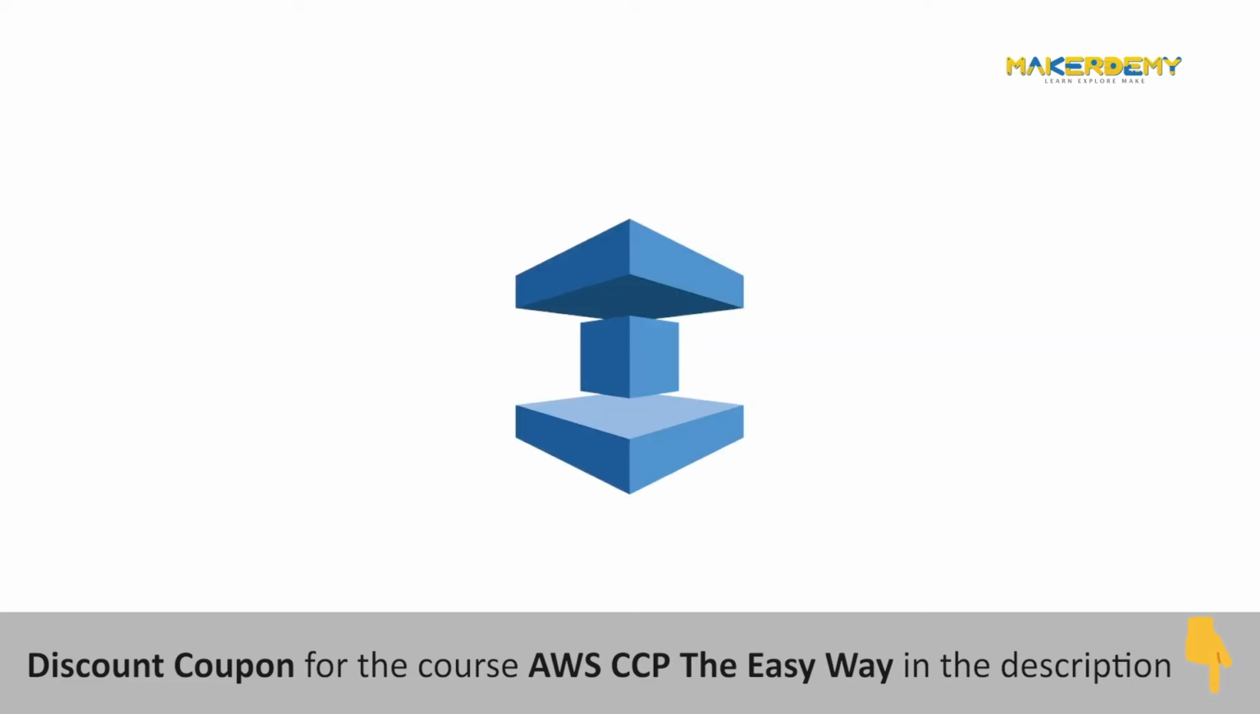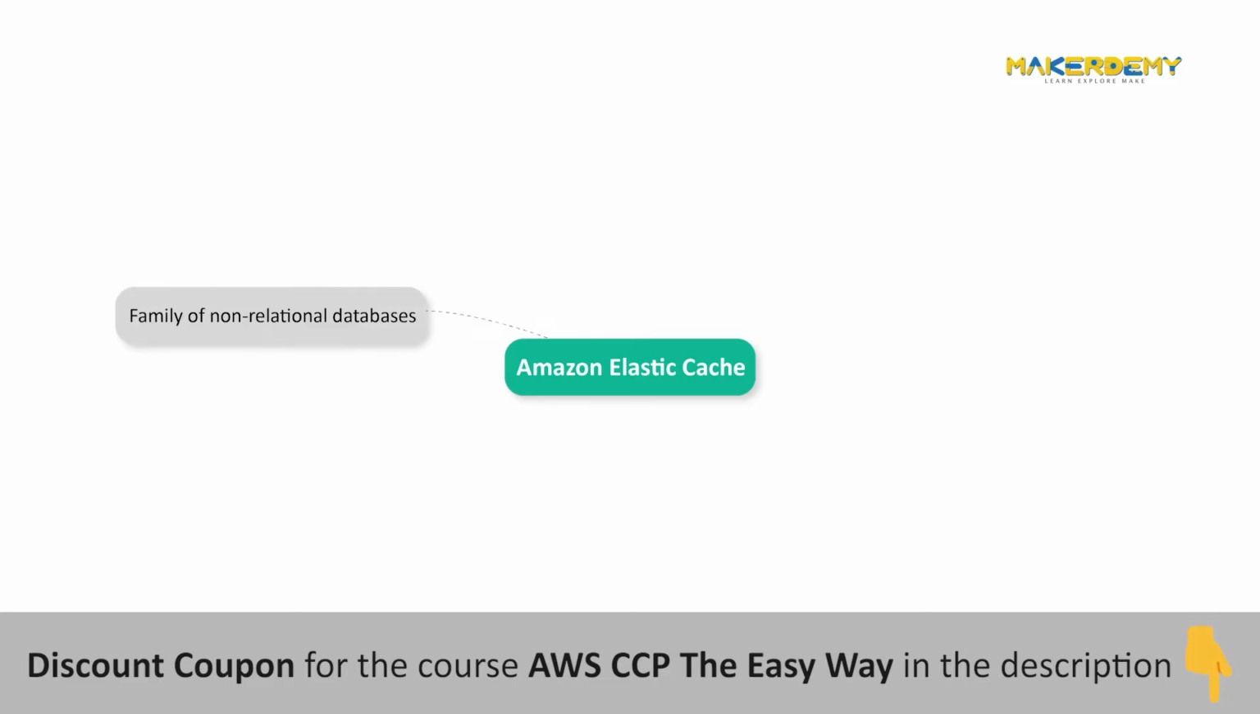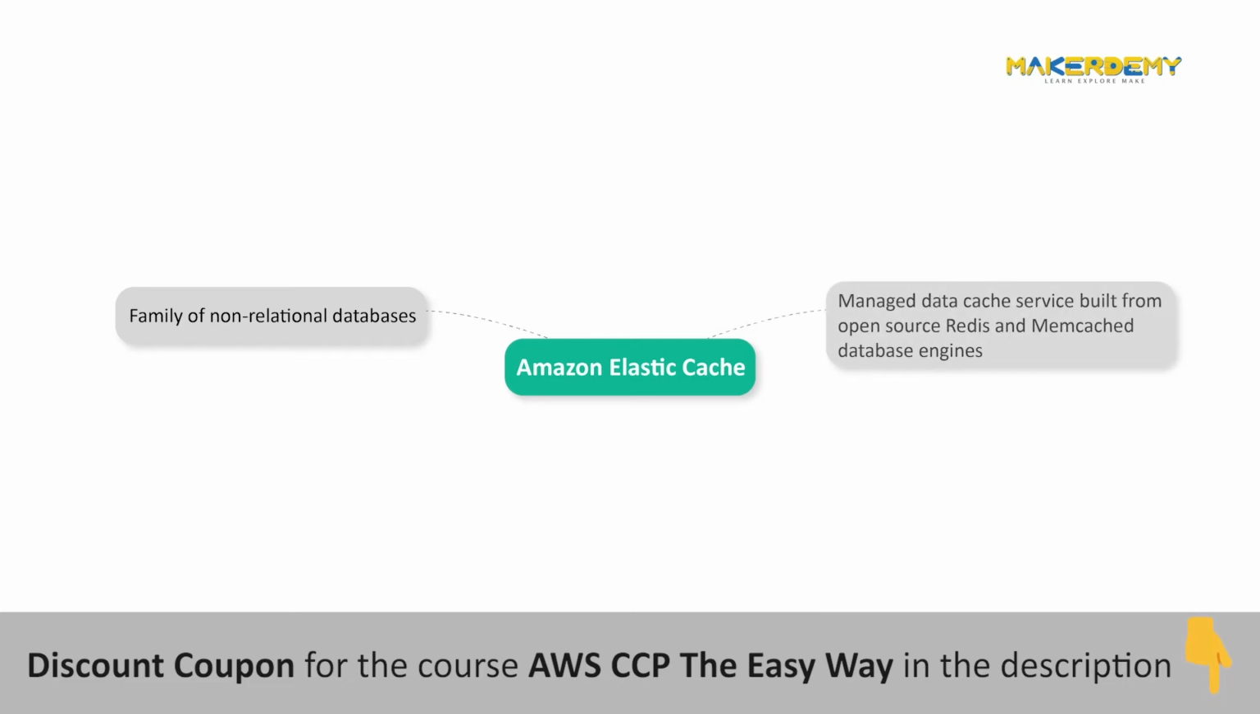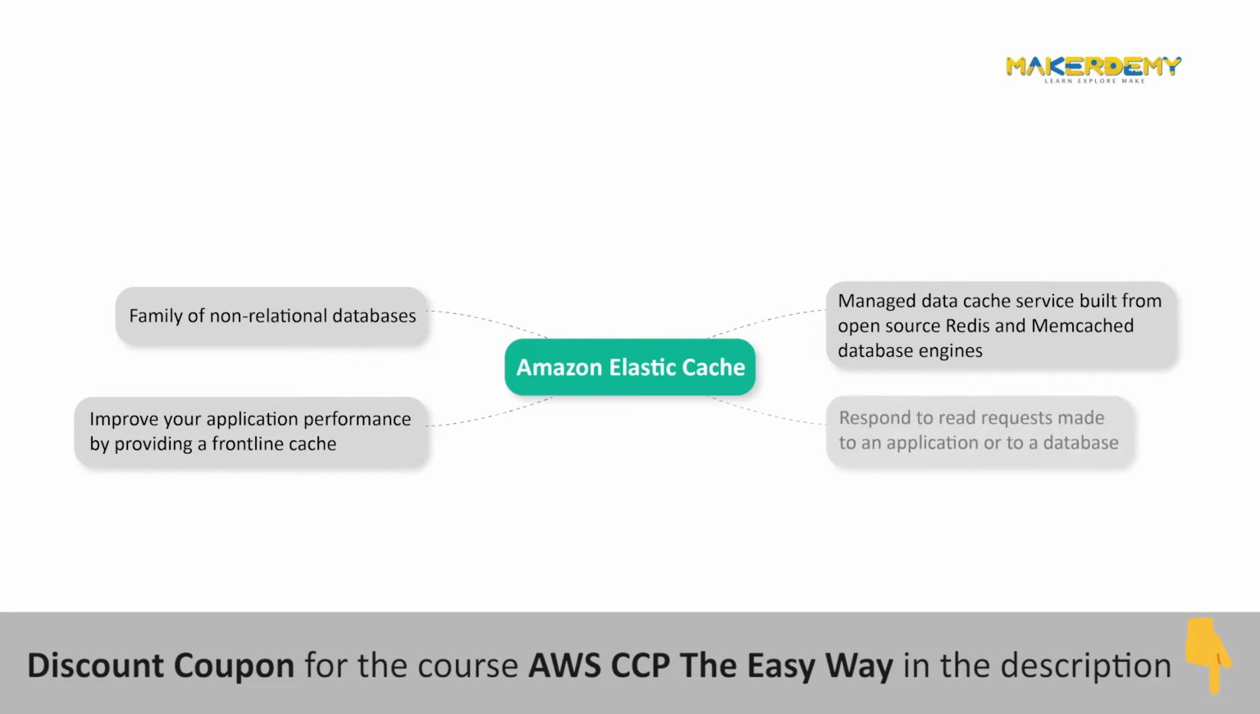Amazon ElastiCache. The next in the family of non-relational databases is Amazon ElastiCache. Amazon ElastiCache is a managed data cache service built from the open source Redis and Memcached database engines as a managed service. Amazon ElastiCache can improve your application performance by providing a frontline cache to respond to read requests made to an application or to a database.